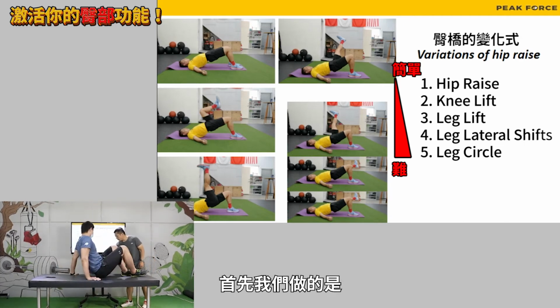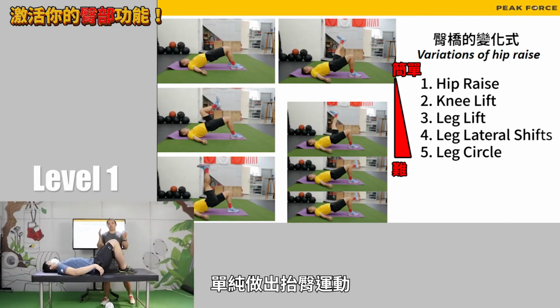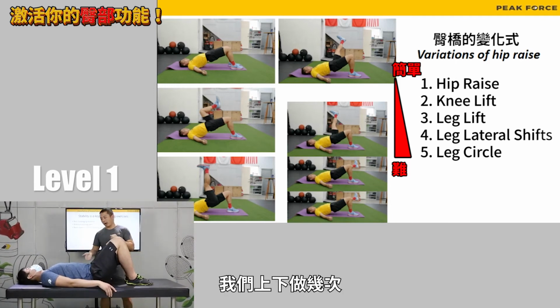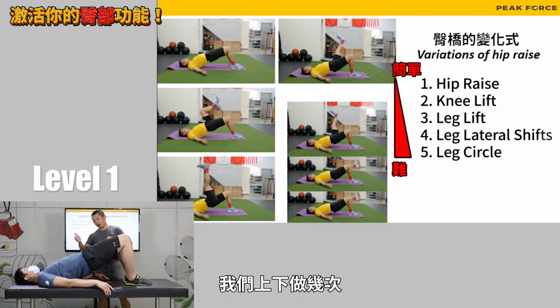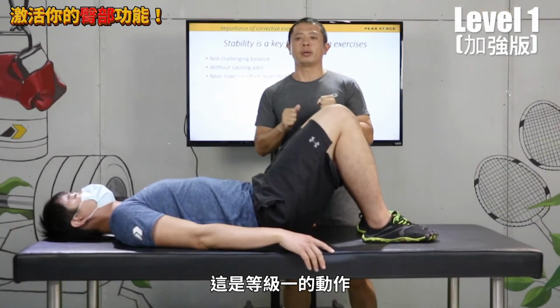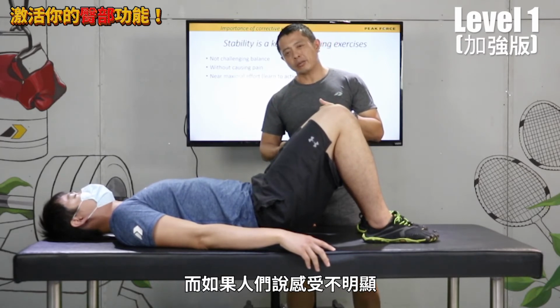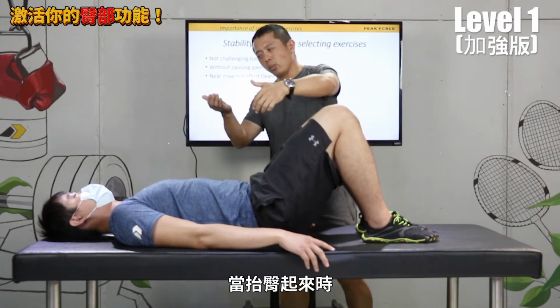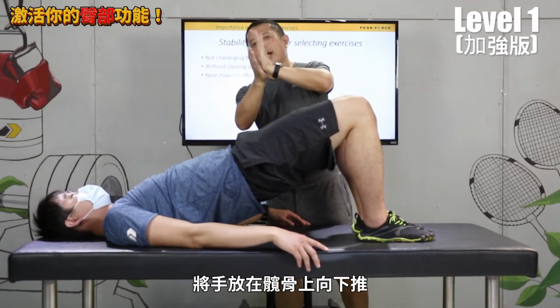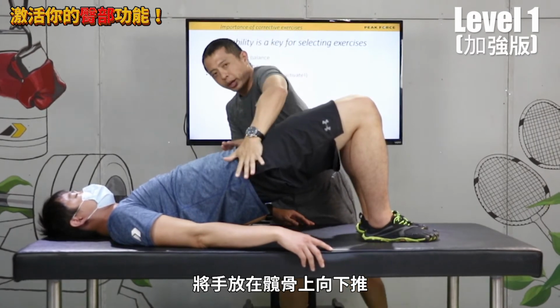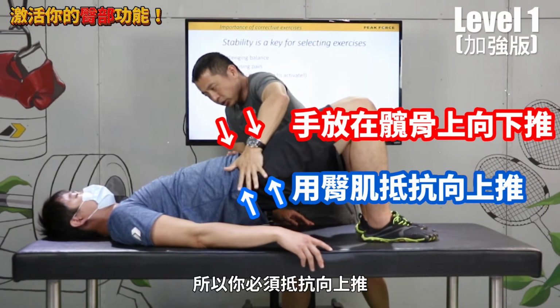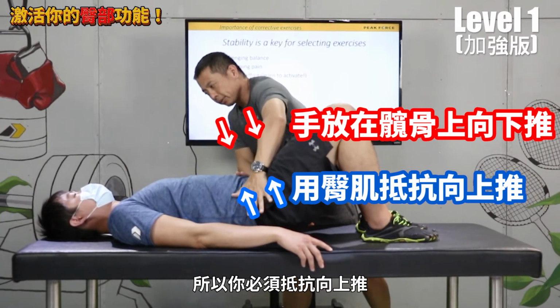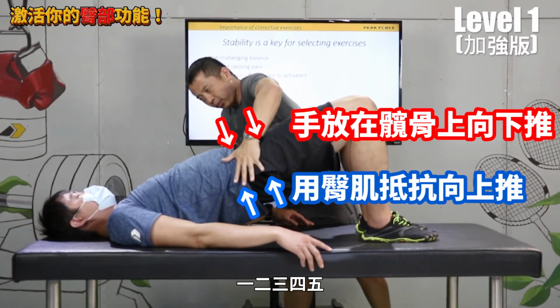Okay, so let's have you on the table here. And what I want to do first is just do the hip raise exercise. So I'll let you do a couple times, go up and then down. Okay, and then one more. Up. Okay, so this is the level 1, right? And then if people say that, oh, I don't feel it so much, I feel more for the hamstring or lower back, what I'm gonna do is when he raises the hip up, I'm gonna put my hands on the hip bone and then try to push down, okay? So you're gonna have to fight it to push back up, okay? So you're gonna go, ready, go. 1, 2, 3, 4, 5, good?